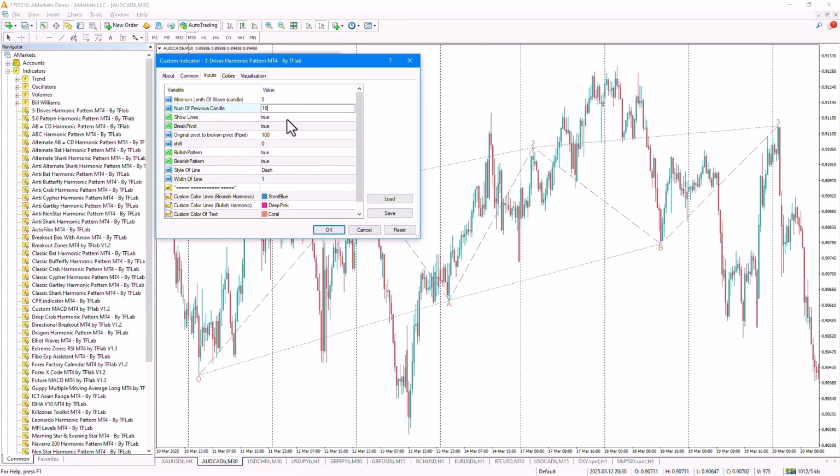If I set the number to 10 here, from point 3, it examines 10 pivots backward to identify point B. From point B, it examines 10 pivots backward to identify point 2, and from point 2, it also moves 10 pivots backward until it finally identifies point O and draws the harmonic pattern.